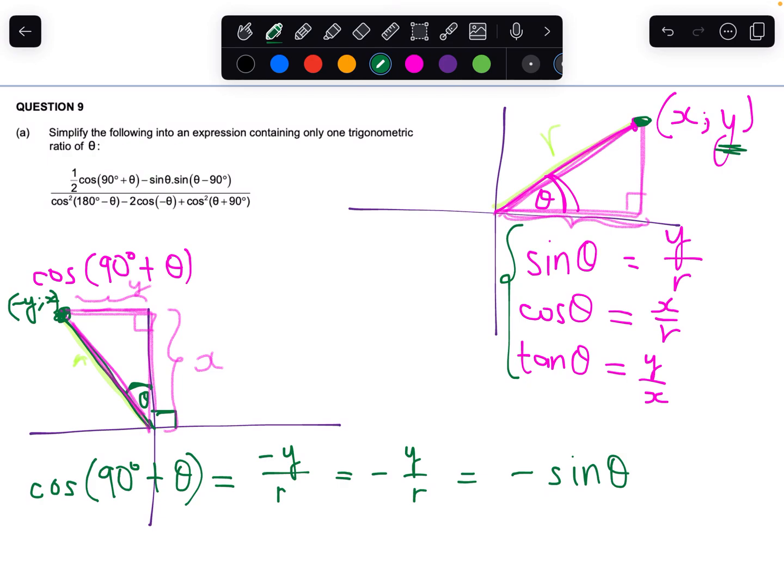So this is just an example of how you can still arrive at reducing this trig ratio so that it is in terms of theta instead of being in terms of 90 plus theta. I'm having fun, so I'm going to try it with another angle.